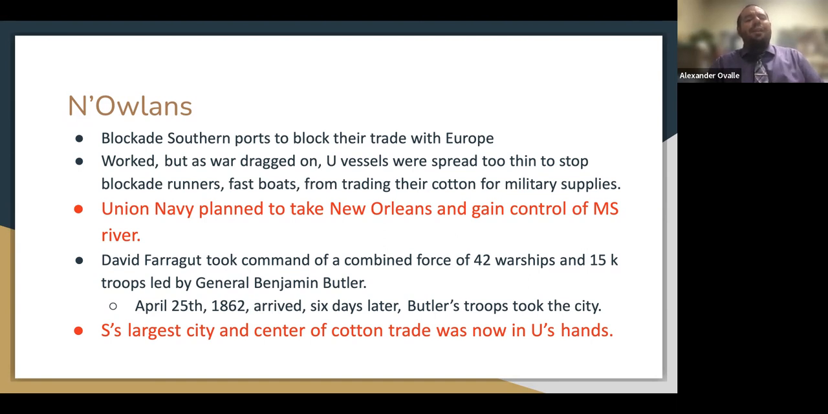The Union Navy planned to take New Orleans and gain control of the Mississippi River. A man named David Farragut took command of a combined force of 42 warships and 15,000 men, and they were led by General Benjamin Butler. April 25th, 1862, they arrived. 6 days later, New Orleans was in control of the Union. It is the South's largest city and center of the cotton trade. It was now in the Union's hands.